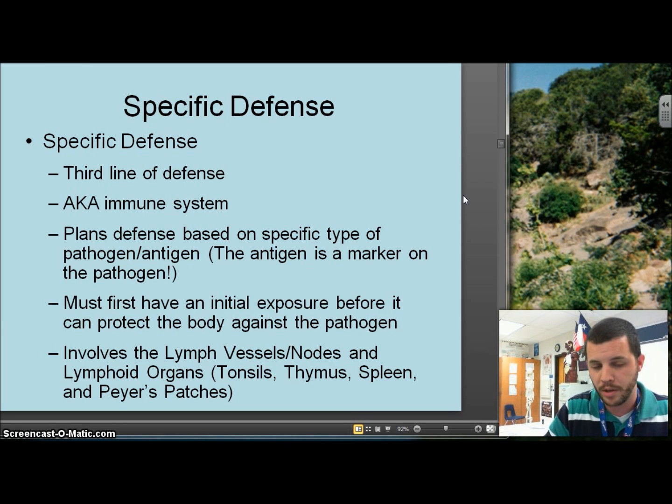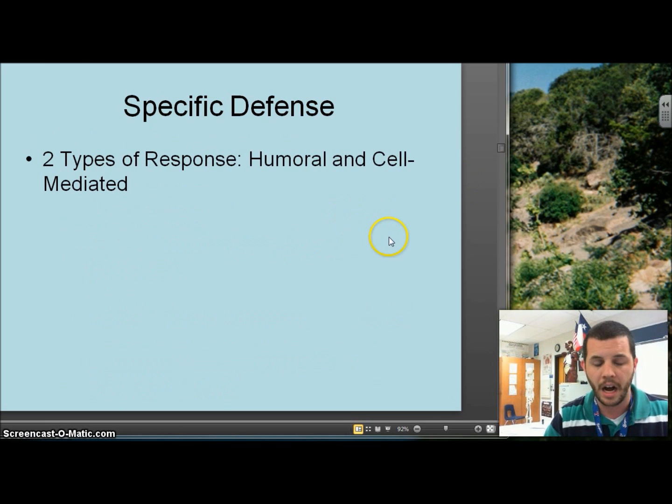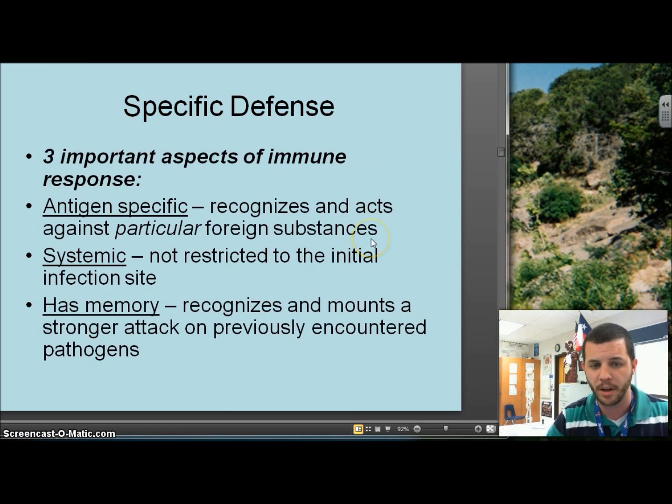That's why when you get chickenpox, you have an initial exposure to that disease, and now your body has a defense mechanism so that the next time it comes into contact with it, it can eradicate it and make sure that you don't get it again. You've got two types of specific defense: humoral defense and cell-mediated.